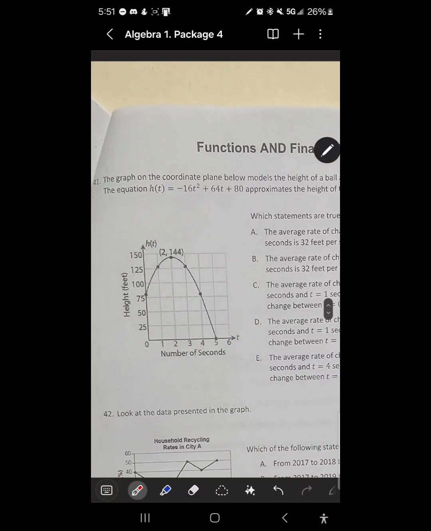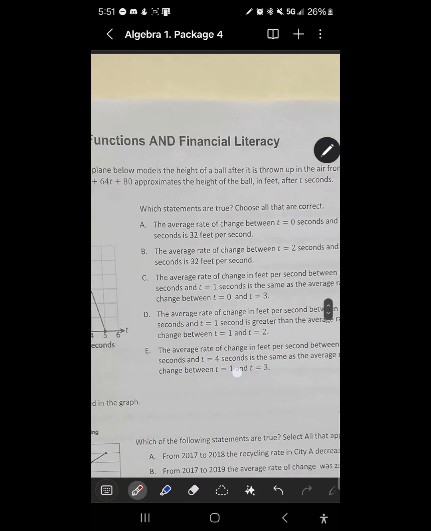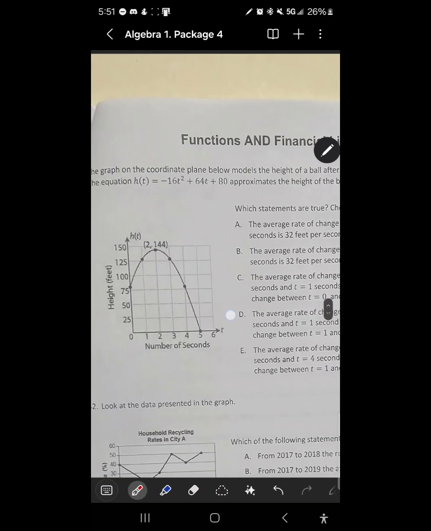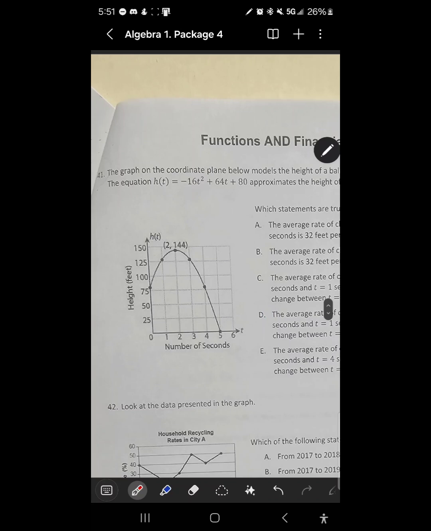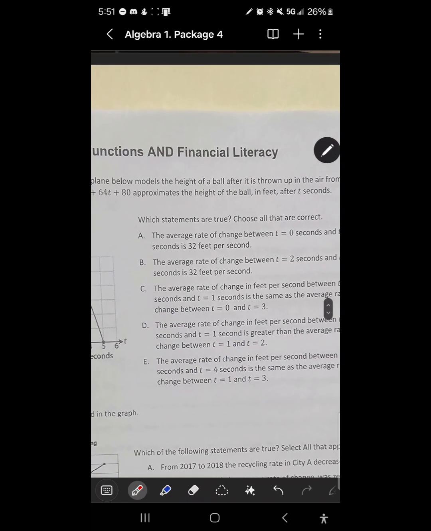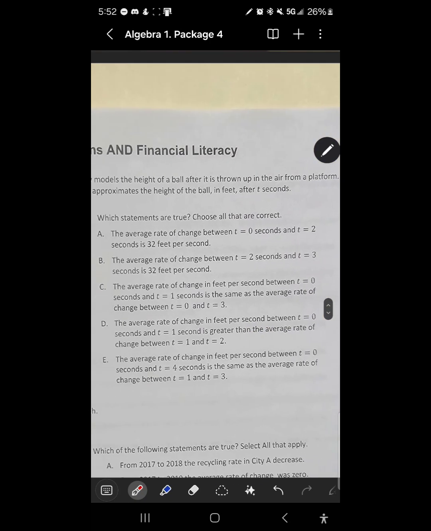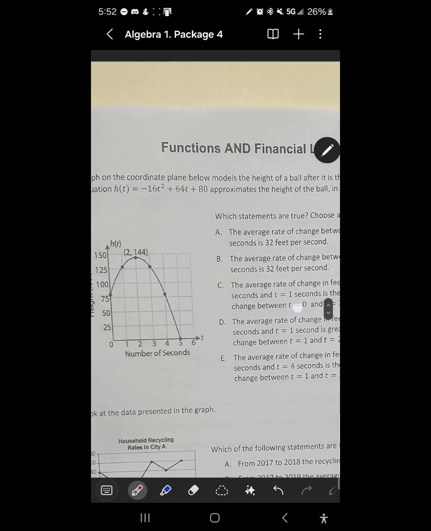Number 41. The graph on the coordinate plane below models the height of the ball after it's thrown up in the air from a platform. We have the equation there. Approximate the height of the ball in feet after 80 seconds. Which statements are true? Select all that are. So for A, the average rate of change between 0 and 2 is 32 feet per second.